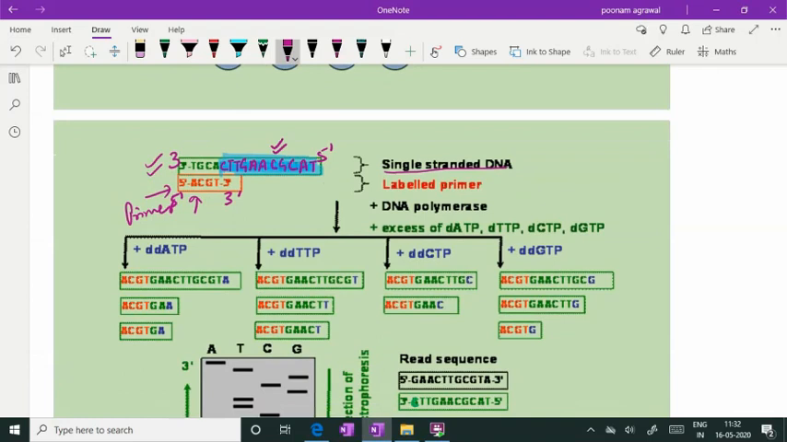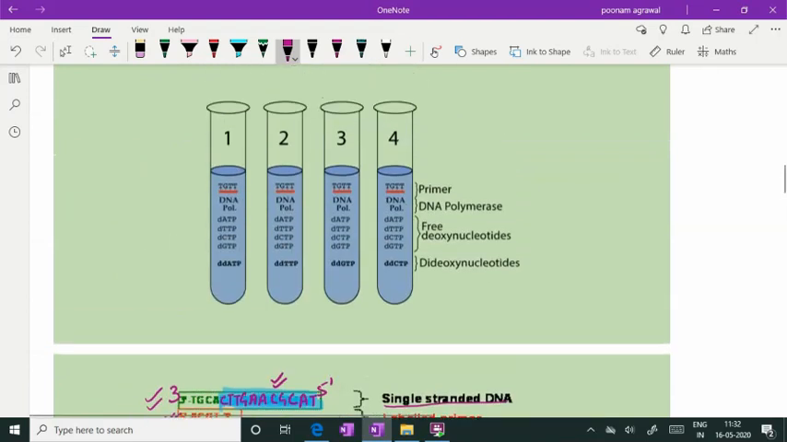So I said that first of all the labeled primer is synthesized, and then 4 tubes are taken. If you see, 4 tubes are taken, and each tube is having the same primer. Each tube is having the template DNA also. If you see, this is the template DNA which needs to be sequenced. Then DNA polymerase enzyme which can make the daughter DNA. Then free deoxynucleotides of 4 varieties which can make the DNA.